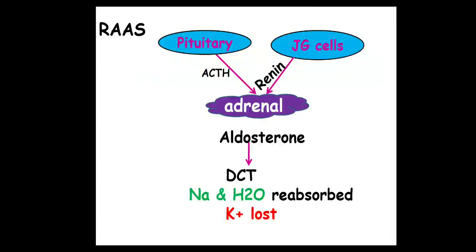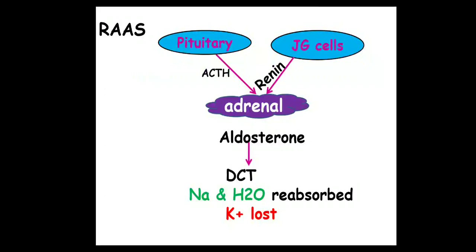So, from the pituitary, you've got ACTH that's stimulating the adrenal cortex, especially which cells? Remember the acronym GFR. So, it's the zona glomerulosa that releases aldosterone. And also the JG cells, the juxtaglomerular cells of the kidney, produce renin. This also stimulates the adrenal gland to secrete aldosterone. This aldosterone acts on the DCT, the distal convoluted tubule, and sodium and water are reabsorbed, potassium is excreted. And this is the normal mechanism that happens.